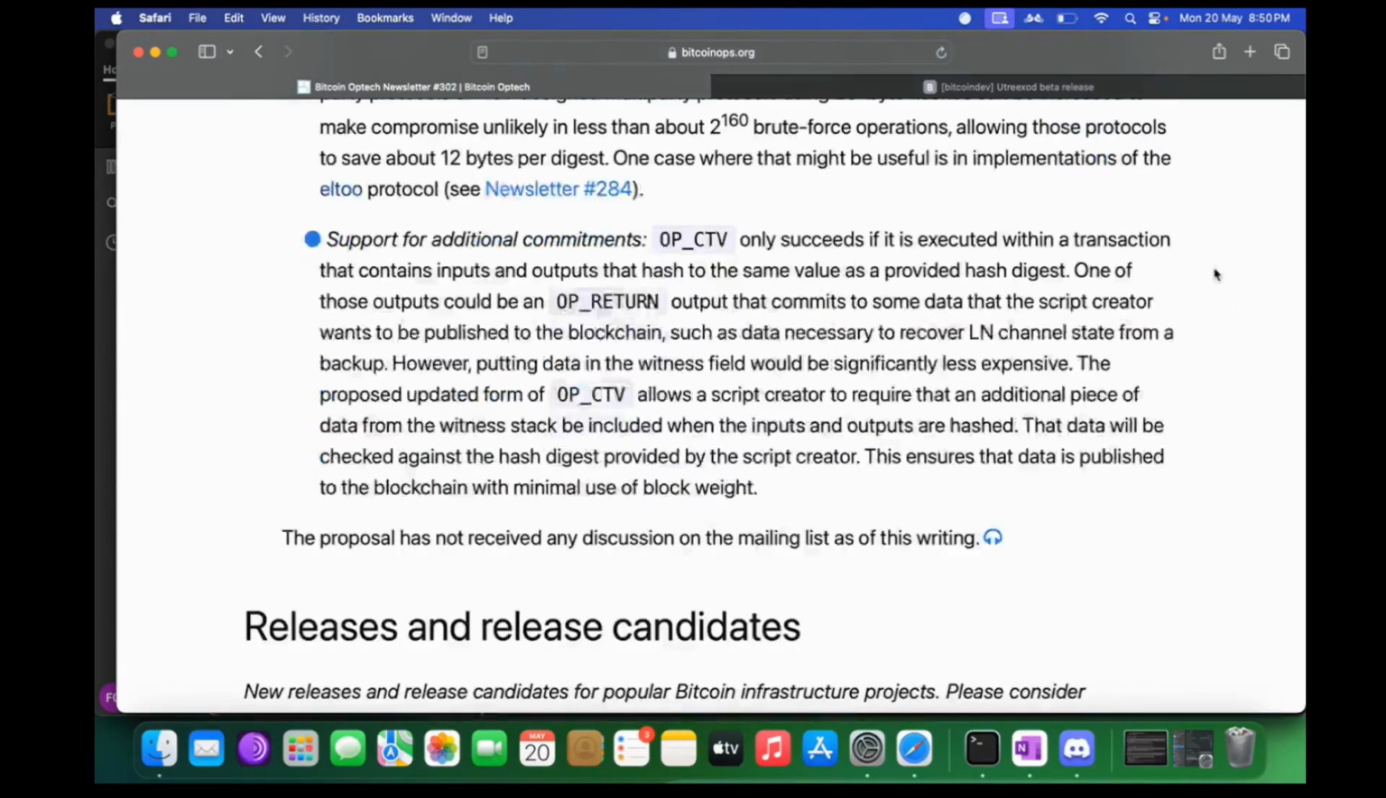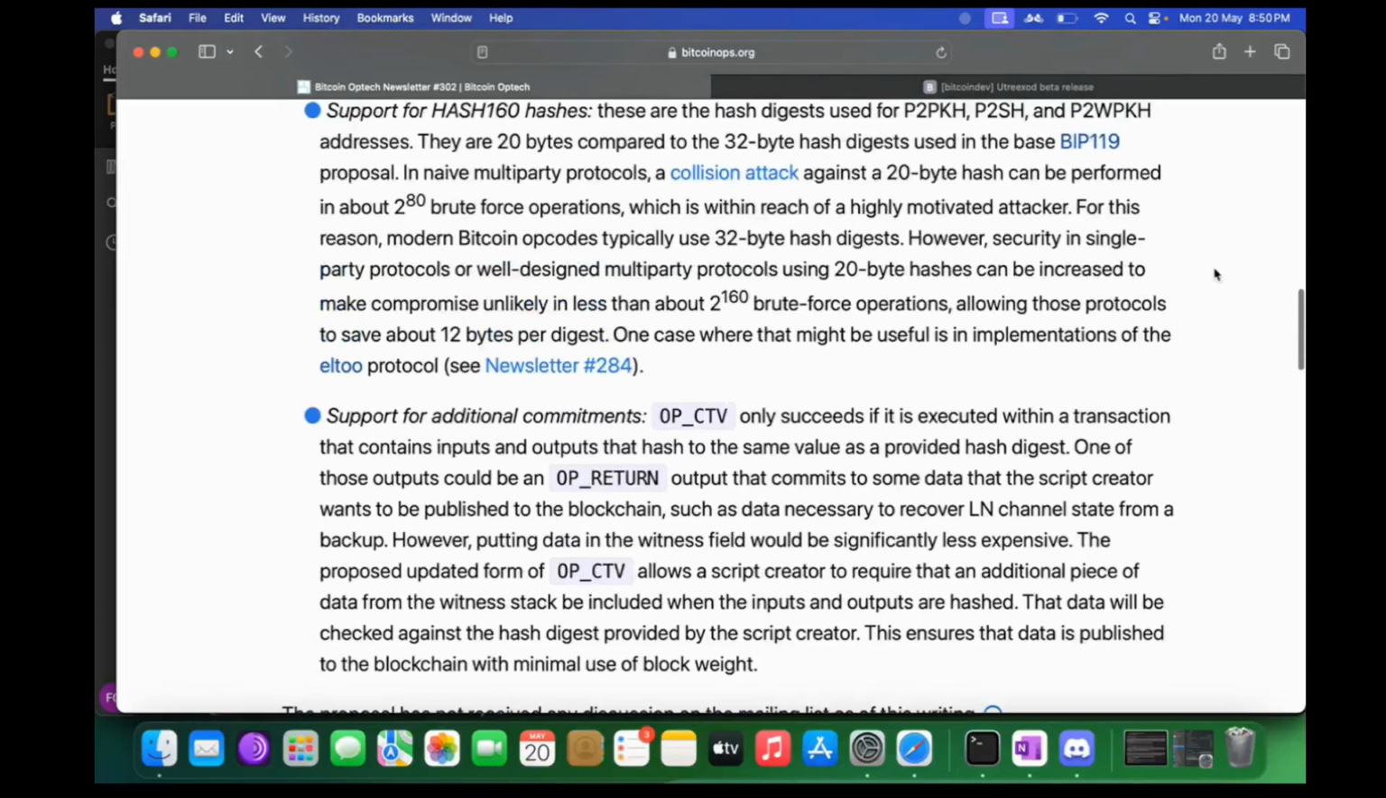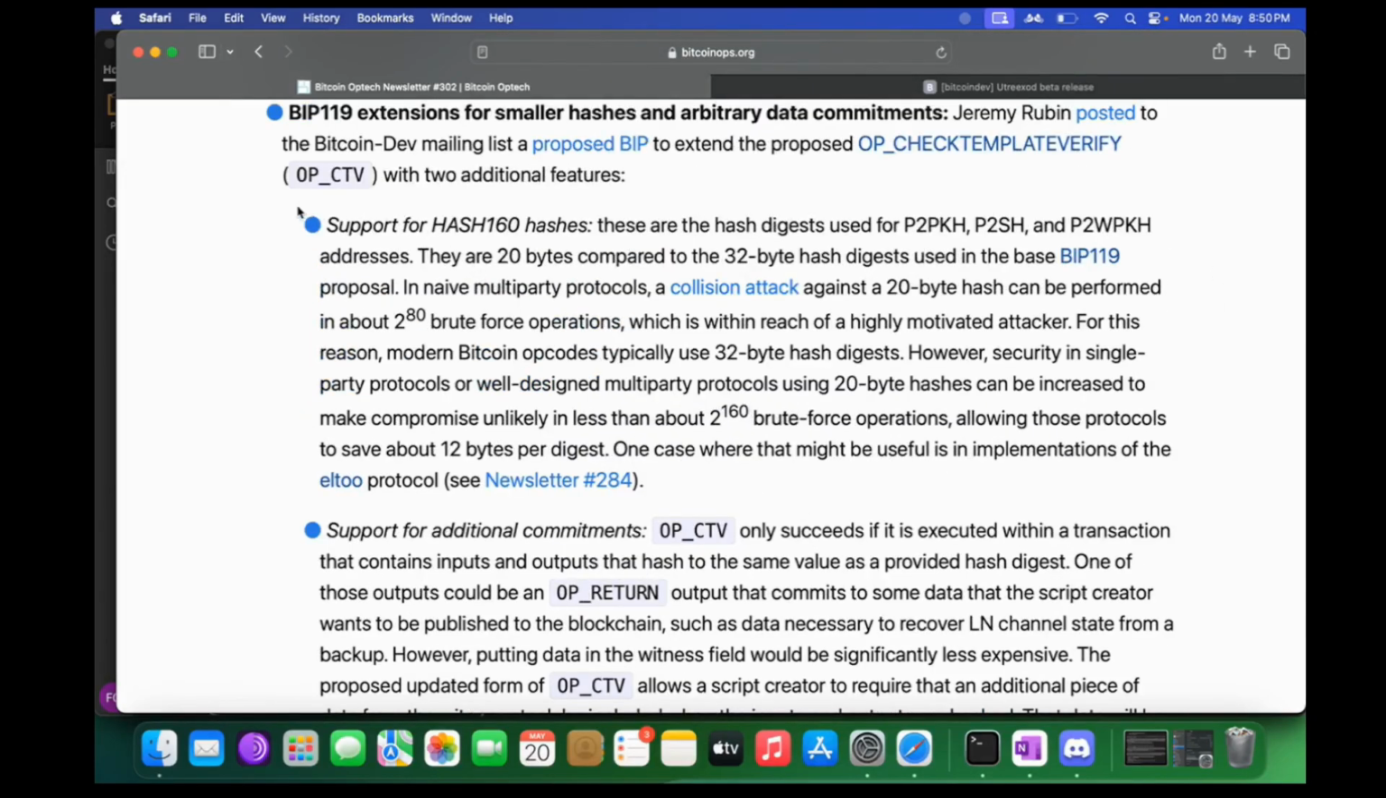Another one is that, yeah. Sorry, just one point, do you mind going over the last sentence of this paragraph? I'm not sure if I followed this from here. "However, security in single party protocols or well-designed multi-party protocols using 20-byte hashes can be increased to make compromise unlikely in less than about 2 to the power 160 brute force operations." Does that make sense? I'm not able to follow it.